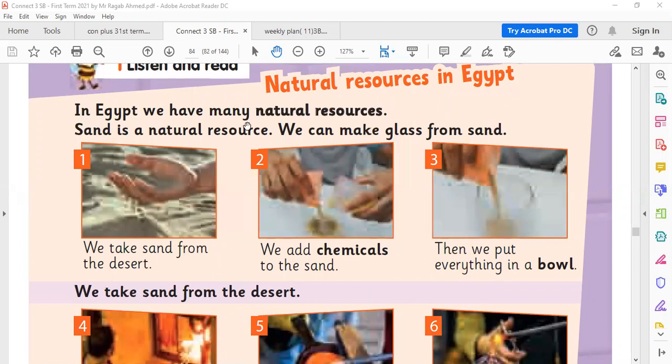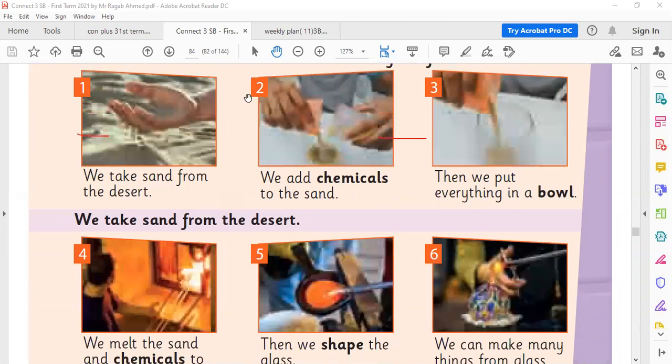We use sand from nature. It's a natural resource, but we use it to make glass. Glass is not a natural resource. We make it with our hands. Now let's study how we can make glass. How can we make glass from sand? Look at the picture.